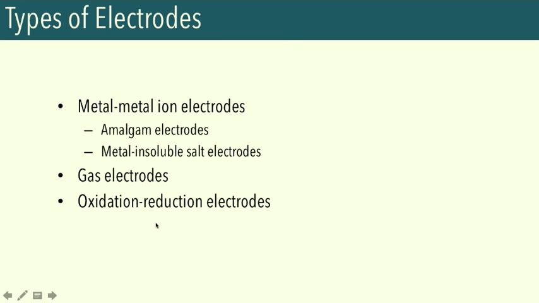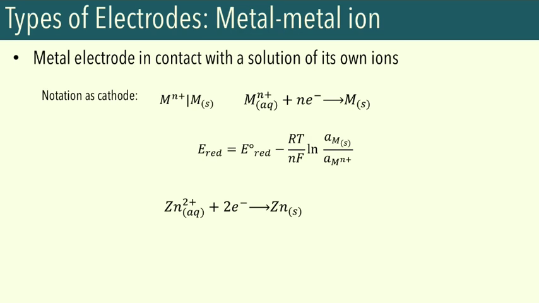Again, the most basic type of electrode is the metal-metal ion electrode. In general, it's just made up of a metal electrode in contact with a solution of its own ions. Over here we have the general reduction half reaction for this electrode, and we also have the corresponding Nernst equation for the reduction potential of this electrode.